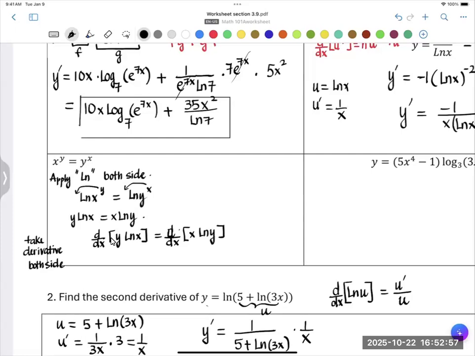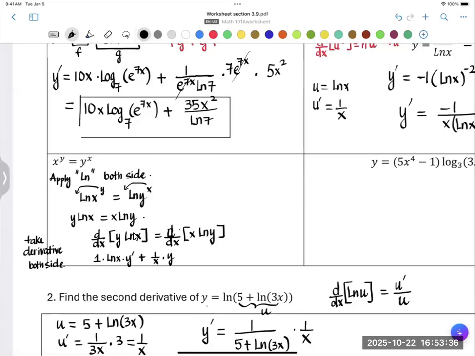So every time you apply implicit differentiation and take the derivative of y, you're going to multiply by y prime. So for the derivative of y times ln x, I'm going to have a product rule. So we're going to have 1 times ln x times y prime, plus 1 over x times y, because this time the y stays the same, so that's why I don't multiply by y prime.